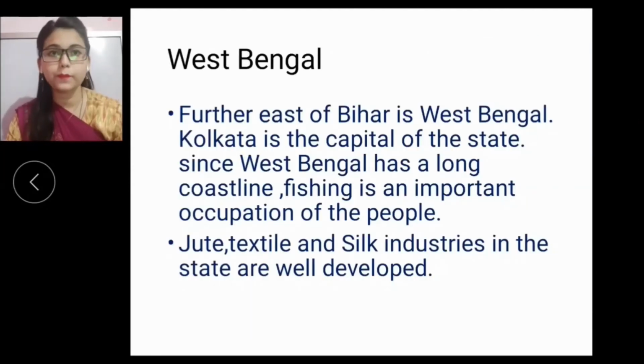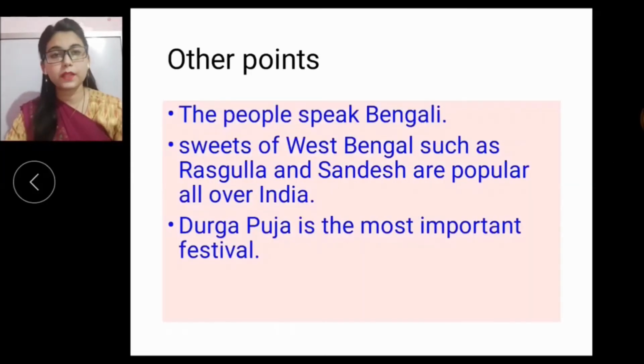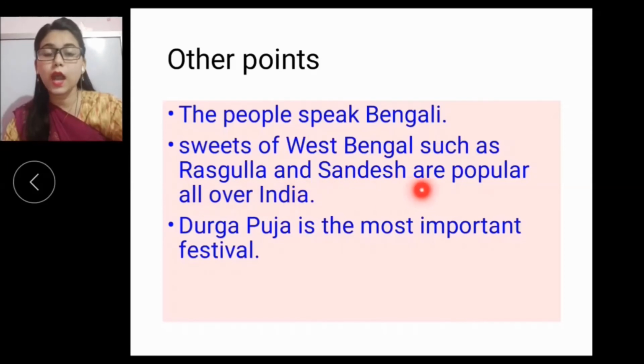Understood? West Bengal. Further, east of Bihar is West Bengal. Kolkata is the capital of the state. Since West Bengal has a long coastline, fishing is an important occupation of the people. Jute, textile and silk industries in the state are well developed. Let's see some other points. The people speak Bengali. Sweets of West Bengal such as Rasgulla and Sandesh are popular all over India. And Durga Puja is the most important festival.